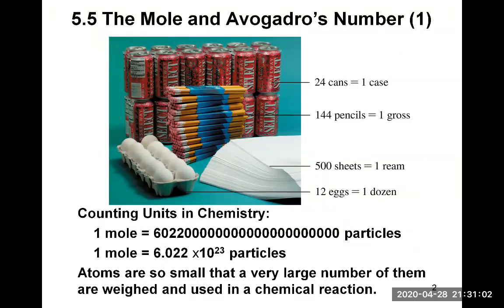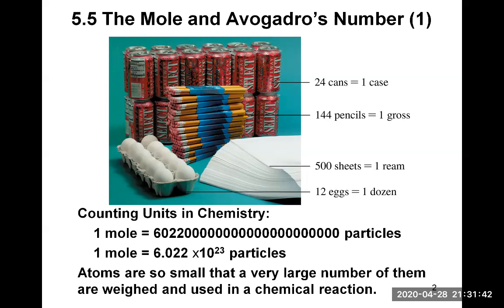So you're familiar with words that identify a certain number of things. Like, for example, maybe you were aware that 24 cans are called a case. Or if you're at school, you want 144 pencils, it's called a gross. And paper, 500 sheets of paper is called a ream. Or at home, you're familiar with 1 dozen, which means 12 eggs. Or a dozen of anything would mean 12 of that thing.